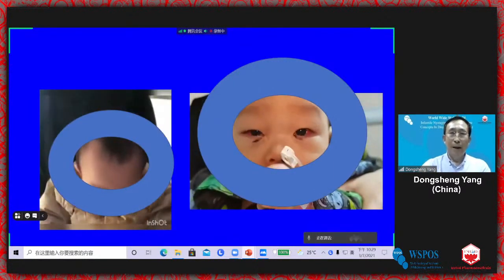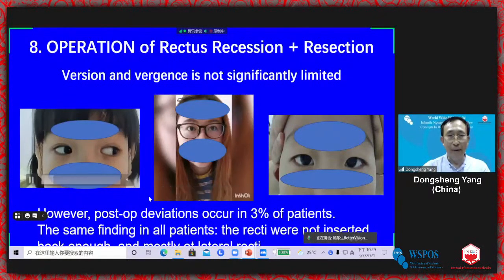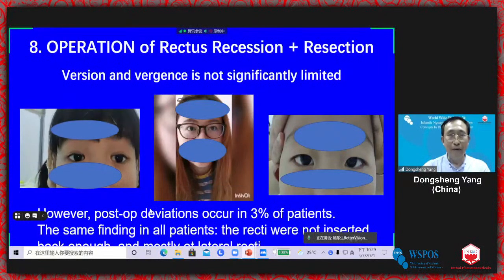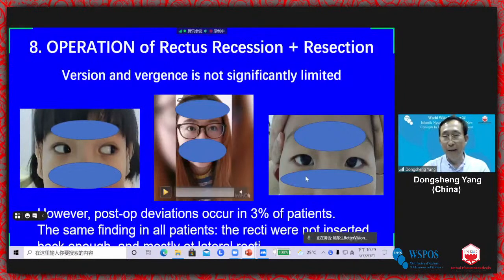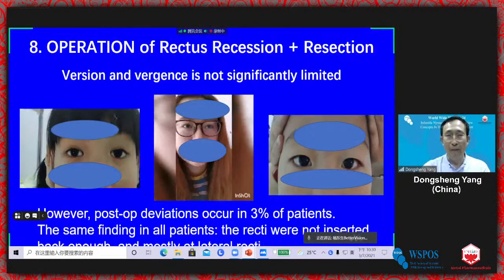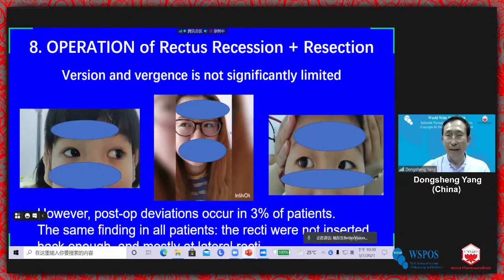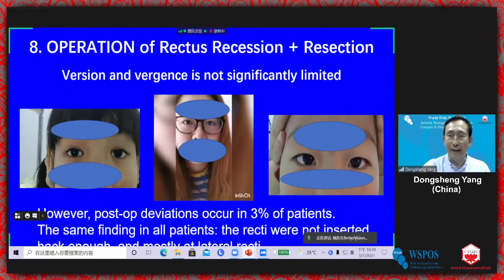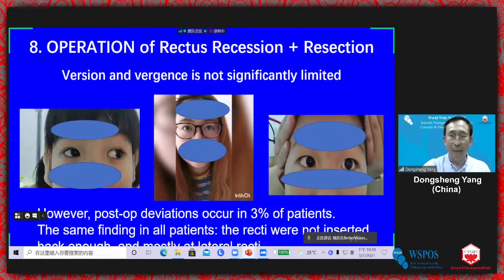After the surgery, you may worry about whether the version or vergence is limited. By looking at this video, actually the version is not limited. And you can also see here, they have very good gaze angle. So the normal eye movement is not limited, but the nystagmus is reduced significantly.